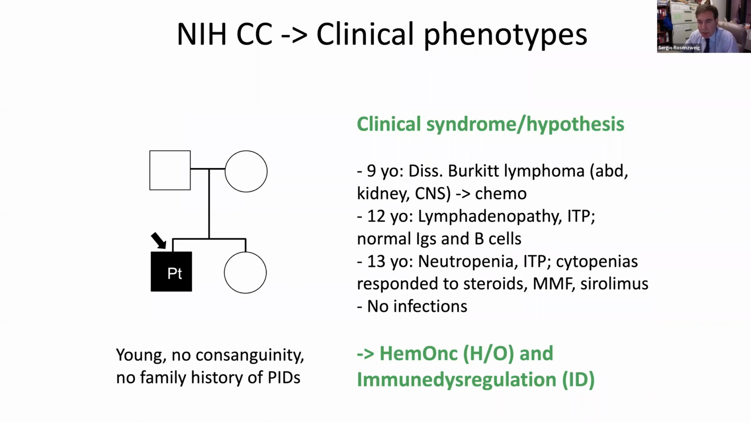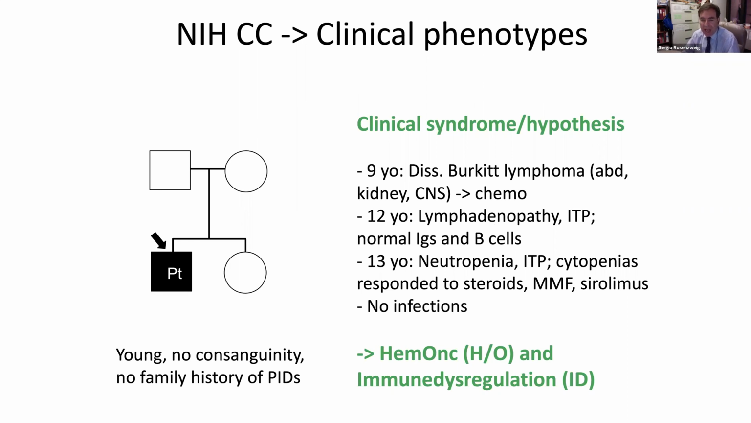So these diseases were malignant and non-malignant hematological diseases. This was a patient who was healthy until the age of 9 years old when he developed disseminated Burkitt lymphoma. He had abdominal, kidney, and CNS involvement. He received chemo and he responded pretty well. 3 years later, he had lymphadenopathies and ITP, so thrombocytopenia. We were all very concerned that that might be the lymphoma coming back, but actually we biopsied everything and nothing was found.